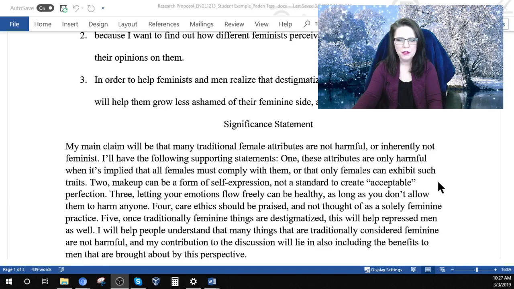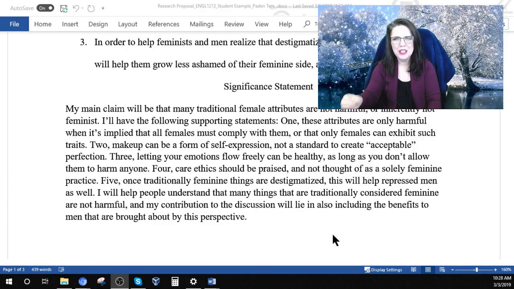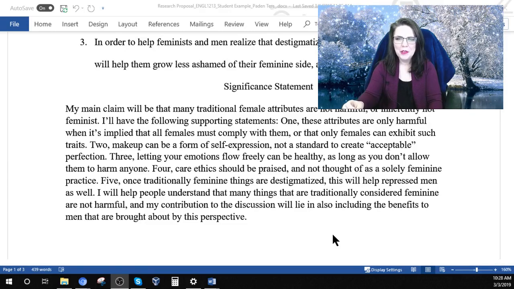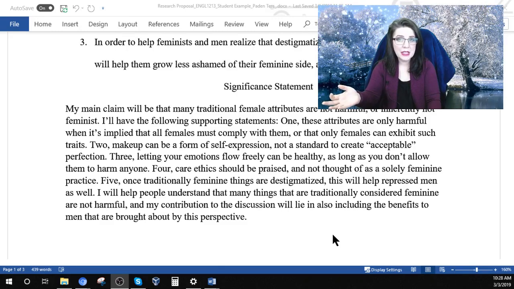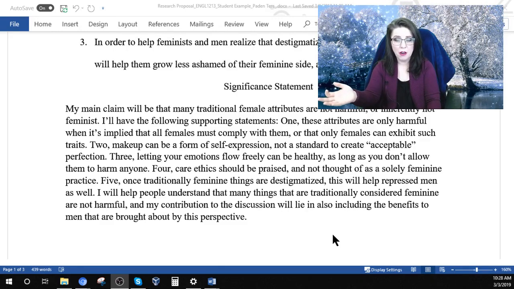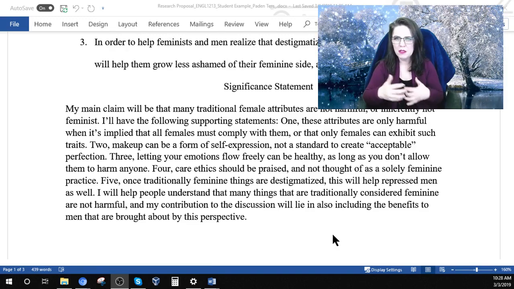I will help people understand that many things that are traditionally considered feminine are not harmful, and my contribution to the discussion will lie in also including the benefits to men that are brought up by this perspective. This is a very interesting take. Used to be men couldn't say that they were feminist, and now men can claim that they are a feminist, and Tess is working this into her research proposal.